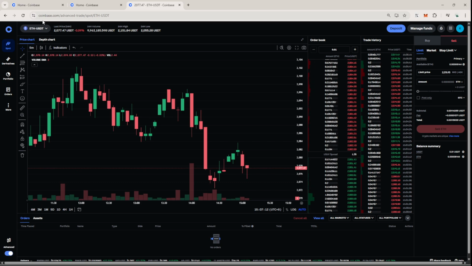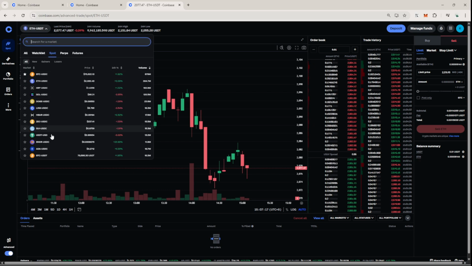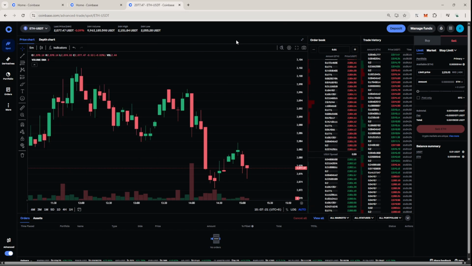Now choose the crypto you want to sell. Navigate to its trading page so you can see the order options and the latest price. If liquidity looks thin or the spread between buy and sell prices is wide, expect more slippage.